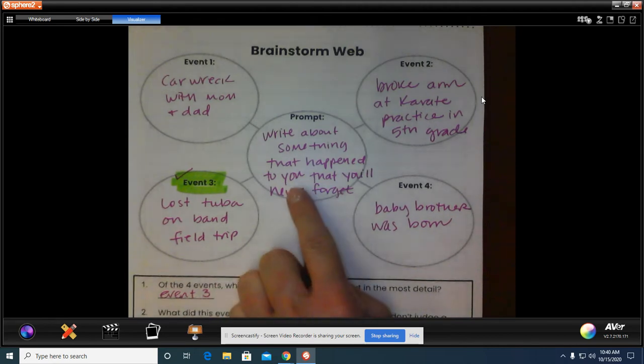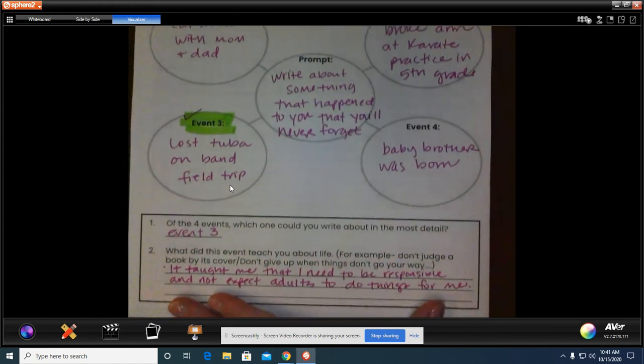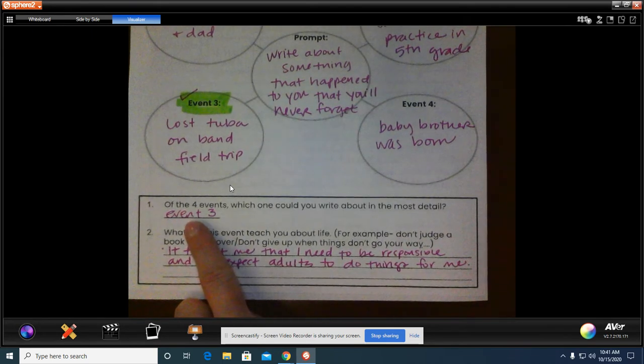Now remember, in your prompt circle from yesterday, the prompt was already typed. Write about something that happened to you that you'll never forget. When I started doing my brainstorm yesterday, I brainstormed 4 different events of things that happened to me that are very memorable. I decided today, when I looked back on my brainstorm web, that event 3 was probably the most memorable. Yesterday, I wrote that in the box at the bottom.